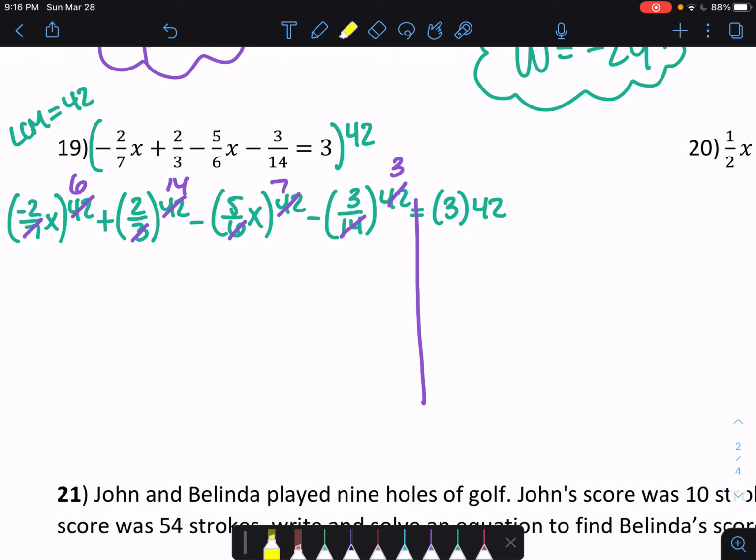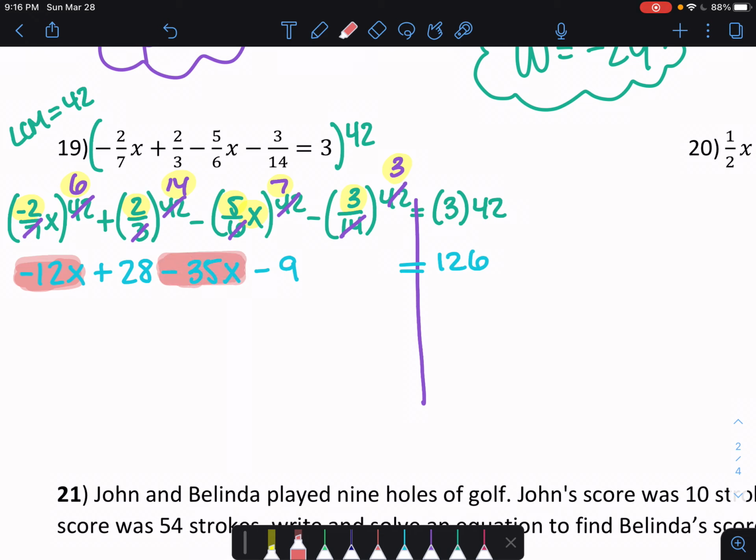So here I'm going to multiply negative 2 times 6, 2 times 14, 5x times 7, and then 3 and 3. So I have negative 12x plus 28 minus 35x minus 9 is equal to 126. So now I can go ahead and combine like terms here. So I've got a negative 12x and a negative 35x. So that's going to be negative 47x.